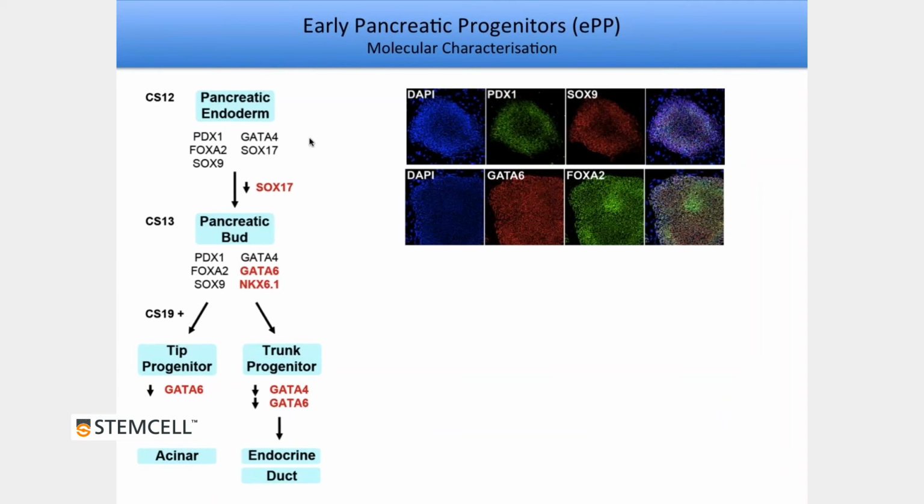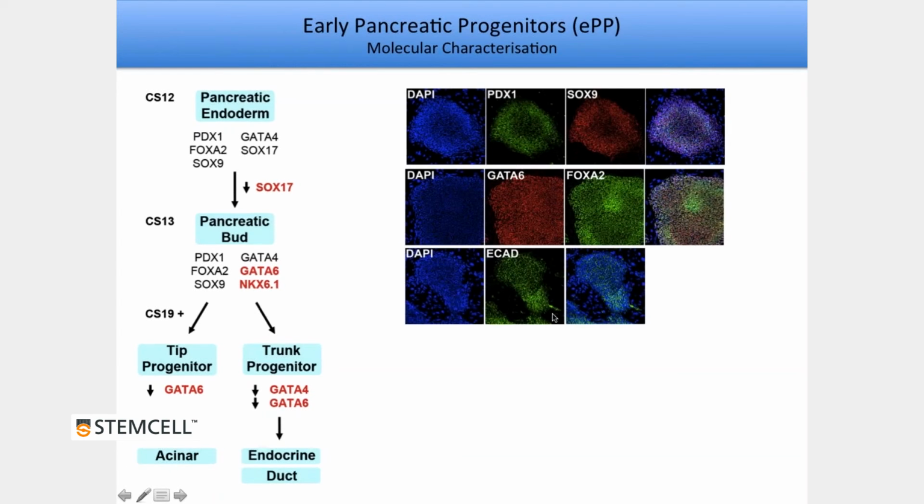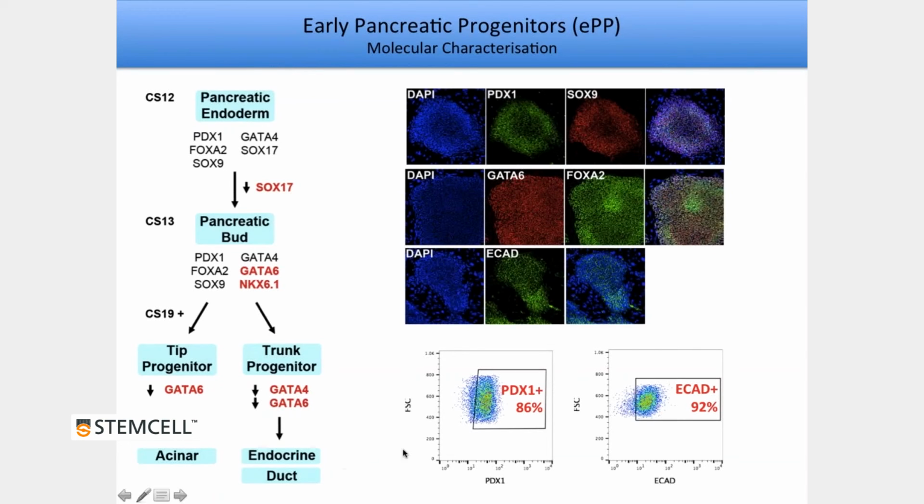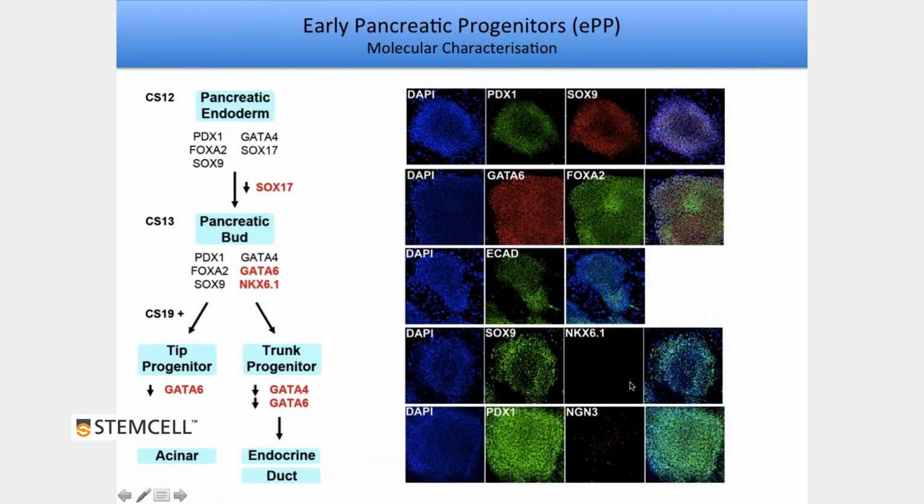Just to see how homogeneous my cells are, I carried out a series of immunostaining for the same proteins. PDX1, SOX9, GATA6 and FOXA2 all expressed very homogeneously, as is the epithelial marker E-cadherin. To confirm this, I did a FACS experiment which shows 86% PDX1 positive cells and 92% E-cadherin positive.